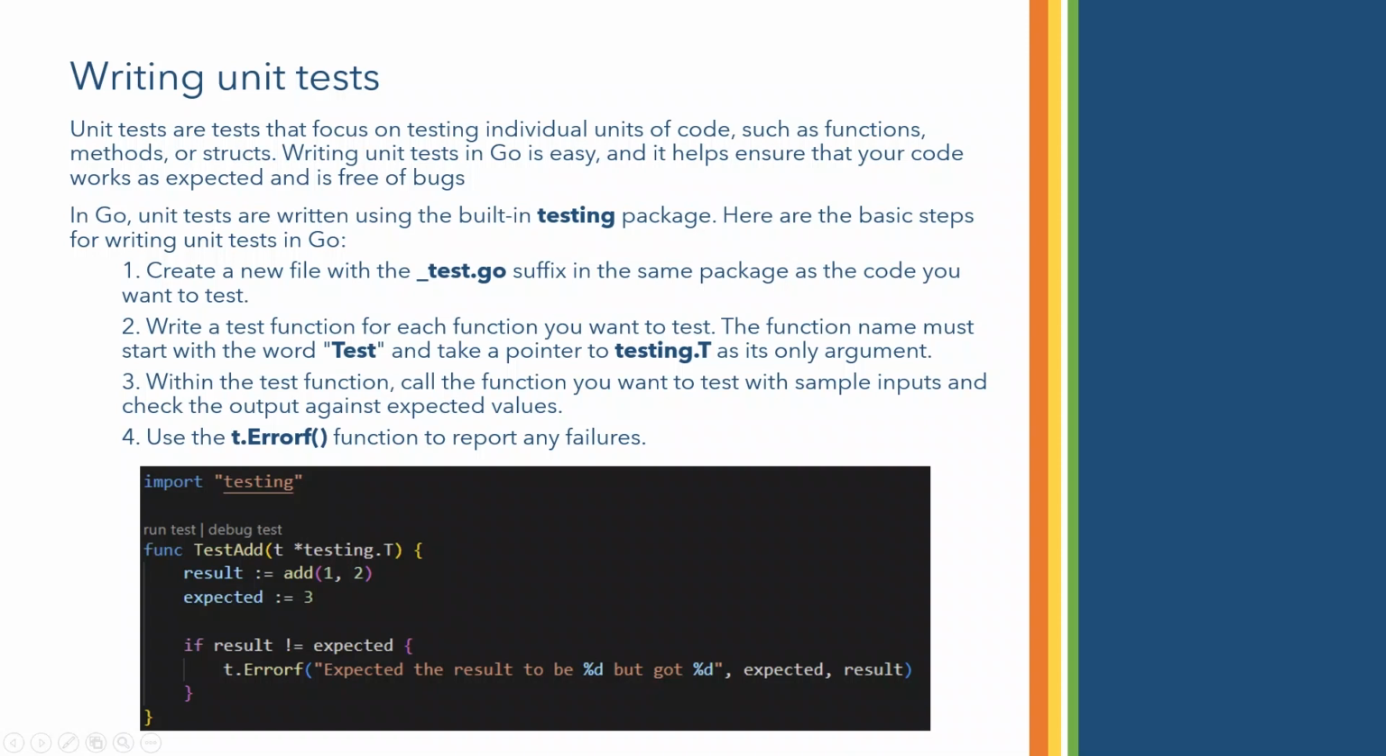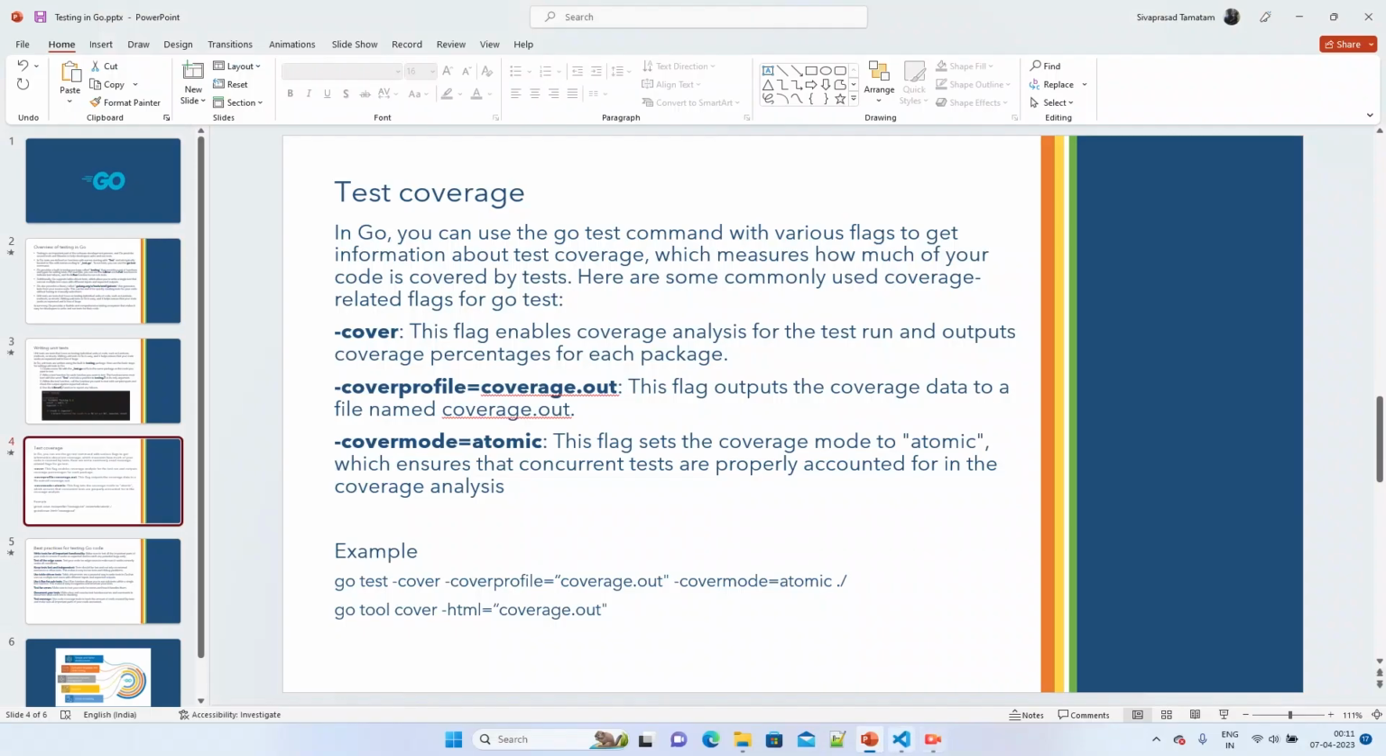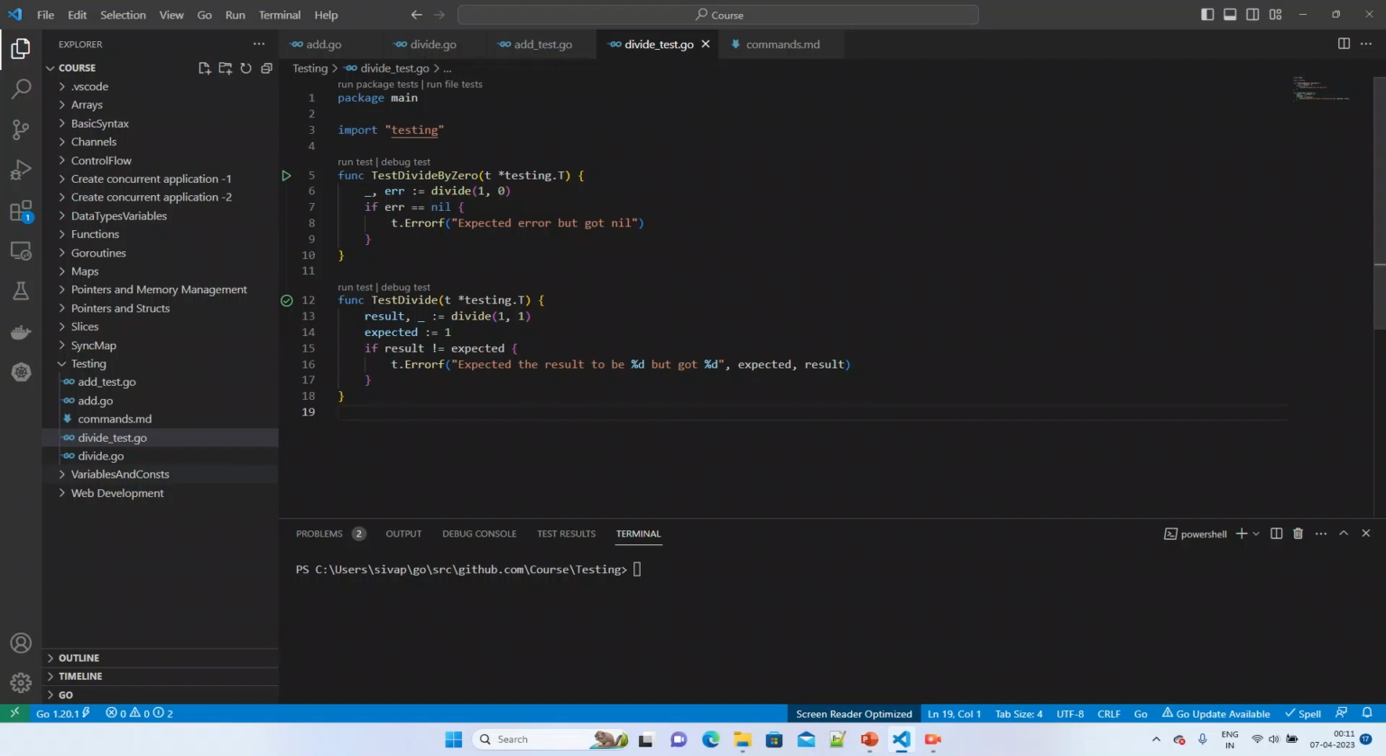Here, if you see, we are importing the testing package, and TestAdd is the function that we are writing the test for. The add function we are calling by passing 1 and 2. Whatever result we receive will come into result, and expected is 3, since 1 plus 2 is 3. If result is not equal to expected, then we are going to print the error message, or the test case will fail. If both are the same, the test case will pass. Let us see how this works.